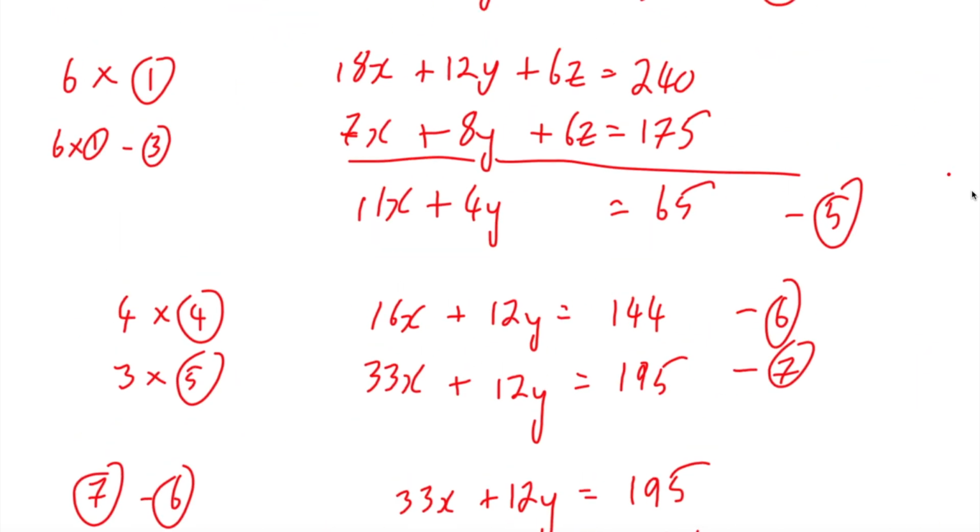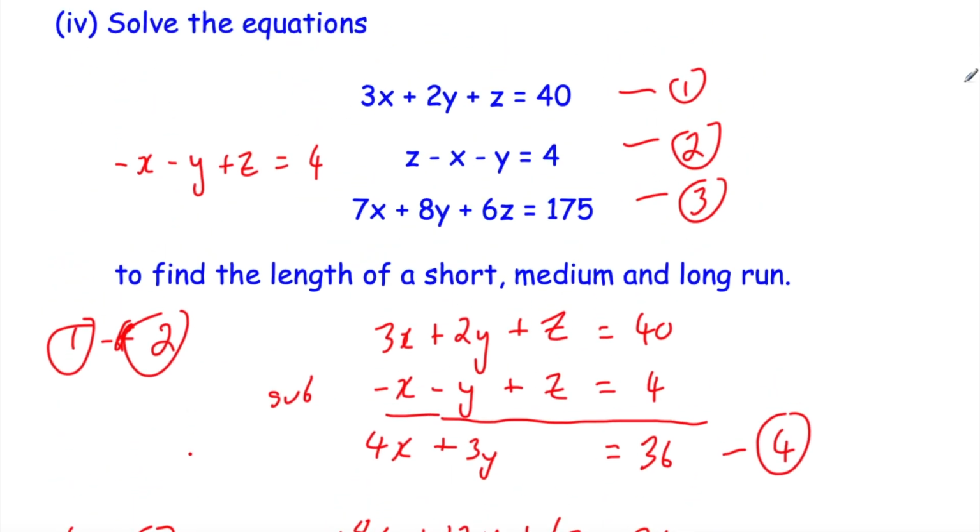Just to mention, if you substitute those into one of the other equations, you can check it. Let's substitute them into this one here: z minus x minus y equals 4. So 15 minus 3 minus 8, is it equal to 4? 15 minus 3 is equal to 12, minus 8 is equal to 4, so that works. So yes, we're correct.